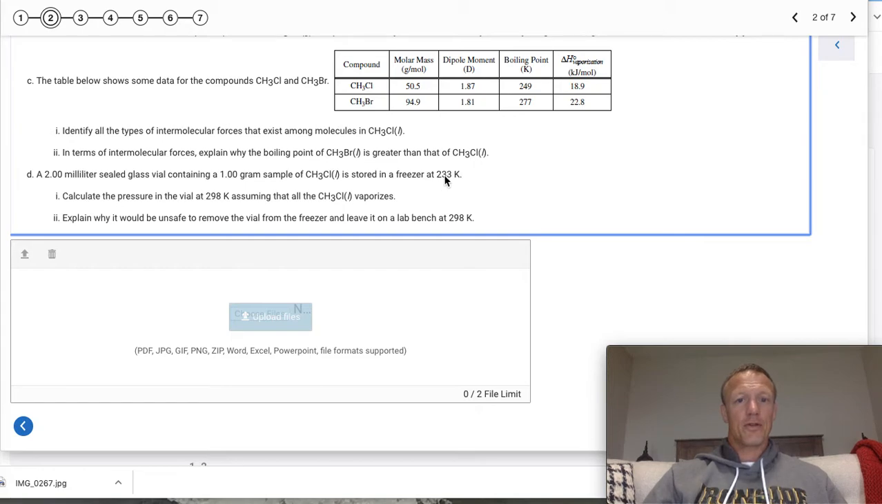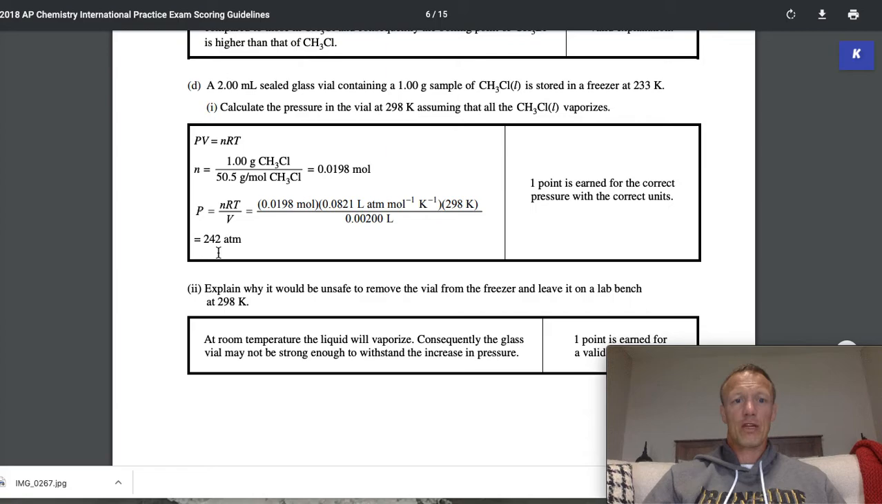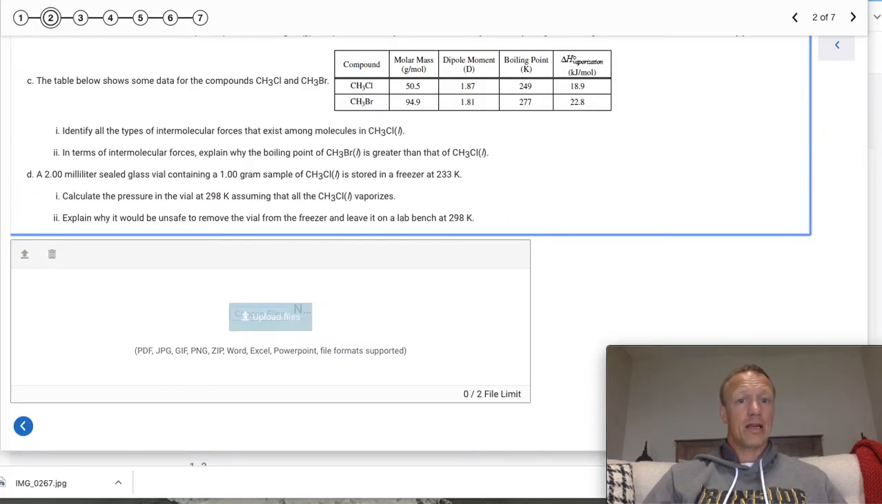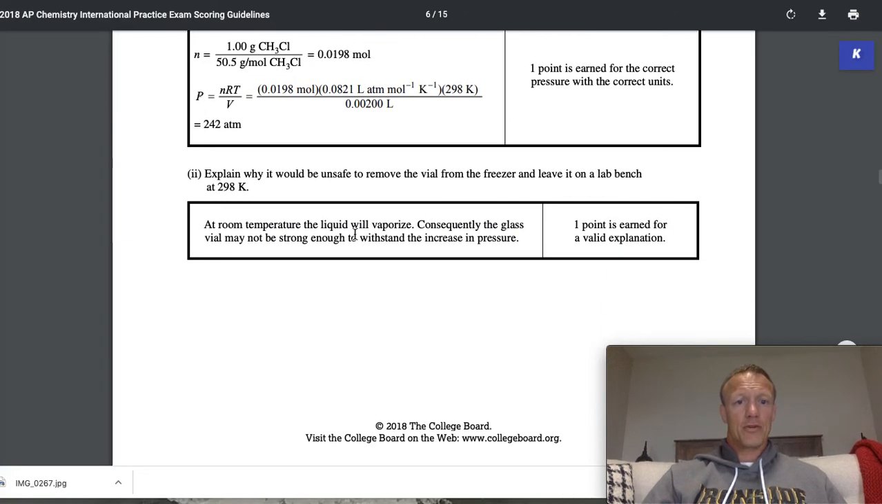If they heat that from 233 to 298, notice what that pressure was. What was that pressure? 242 atmospheres of pressure. And 1 atmosphere is basically where we're at right now. More than likely that vial would explode. At room temperature, the liquid will vaporize. Consequently, the glass vial may not be strong enough to withstand the increase in pressure.